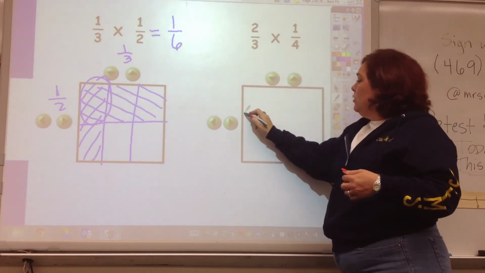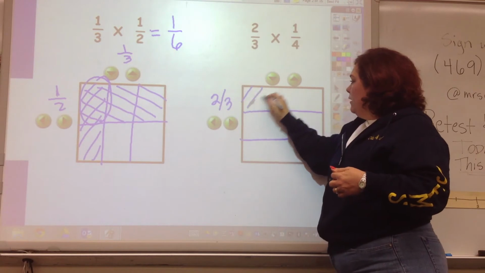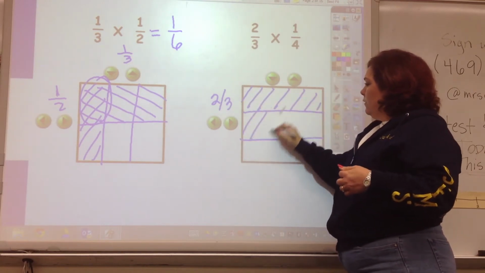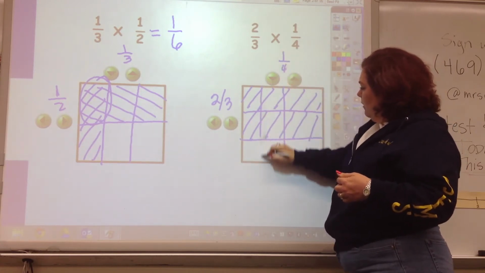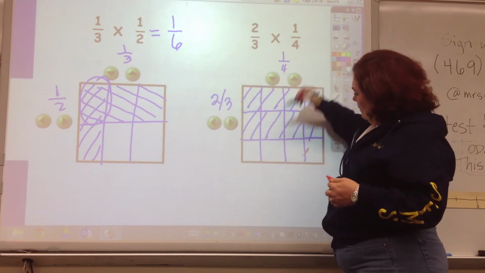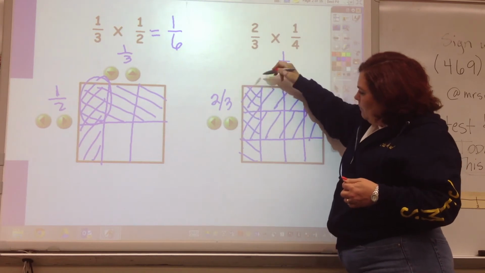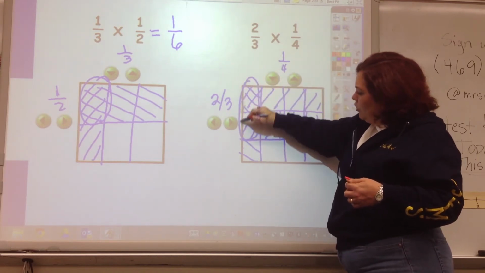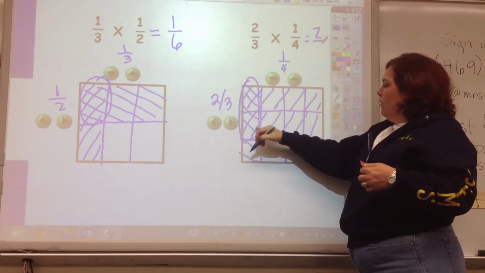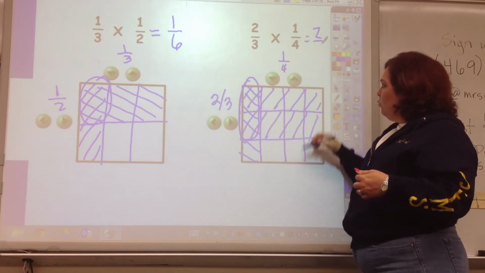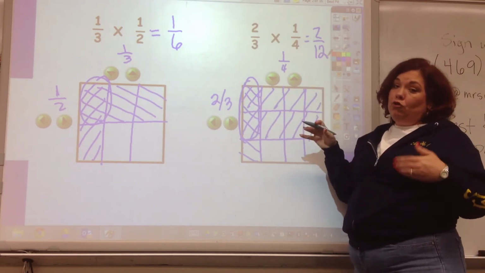This one is 2/3. 1, 2, 2/3. And then you've got 1/4 coming this way. And I need to show, here are my 4 parts. I need to show one of them. So my part that is double shaded is 2 out of 1, 2, 3, 4, 5, 6, 7, 8, 9, 10, 11, 12 parts. And we're not going to simplify that because we're saying what the model shows.